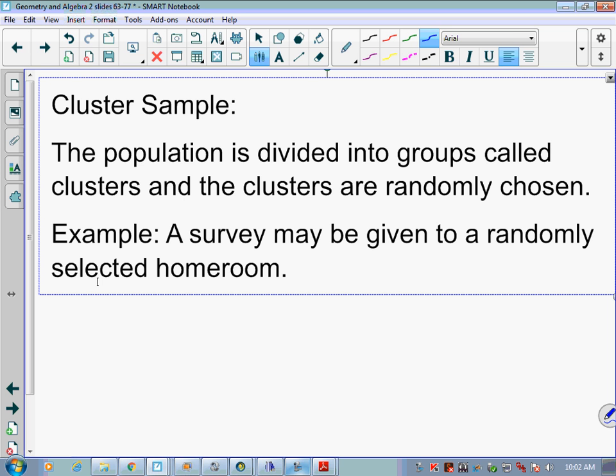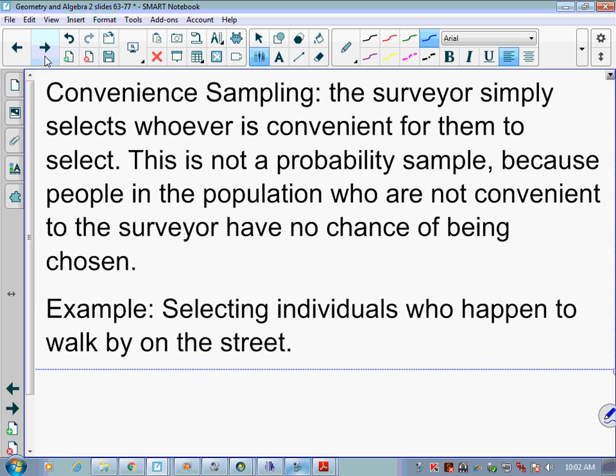Okay? Are we understanding these as I'm explaining them further? Hopefully. Convenience sampling. The surveyor simply selects whoever is convenient for them to select. This is not probability sampling because people in the population who are not convenient to the surveyor have no chance of being chosen. What I want you to think about here is, you ever watch a late night show like Jimmy Kimmel or Jimmy Fallon where they have the man on the street? Have you ever seen the man on the street asking random people that happen to walk by?